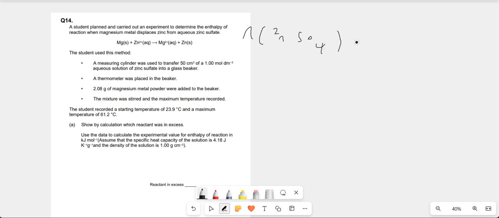So moles of ZnSO4 is equal to concentration times volume. What's the concentration? 1. And the volume is 50 divided by 1000, because I need to change it into dm cubed. So therefore I'm going to get this.